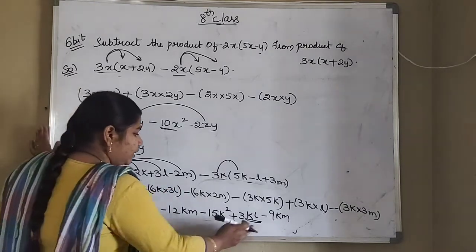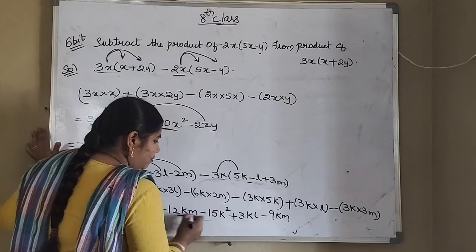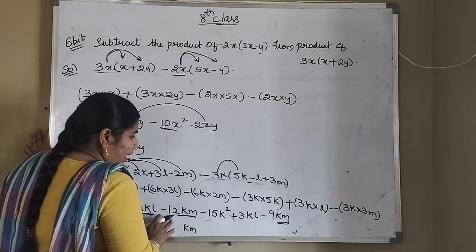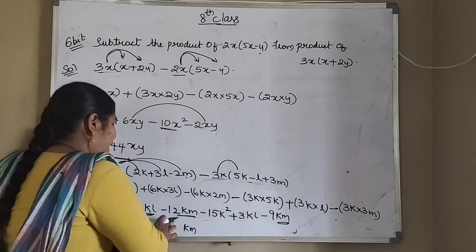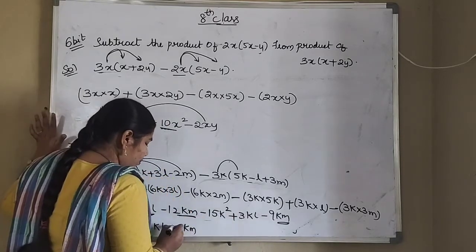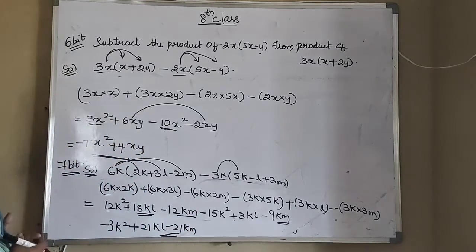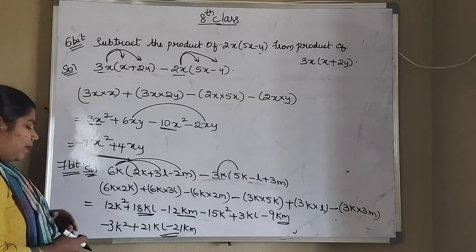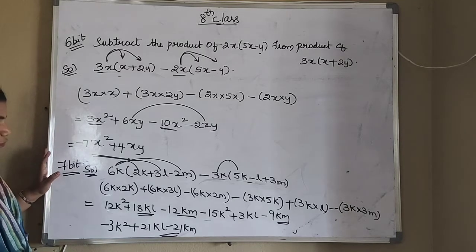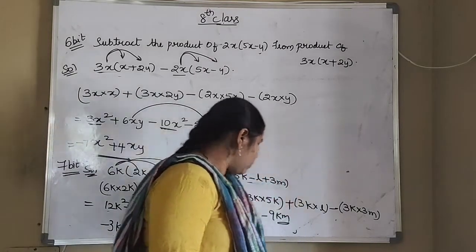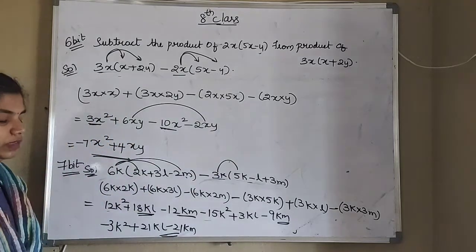Next the km terms you see now. This is km, this is also km. So km I am writing as it is. Minus 12 minus 9 will be minus 21. So this is our result. What is the answer? Minus 3k square plus 21kl minus 21km is our result. So this is our seventh bit.